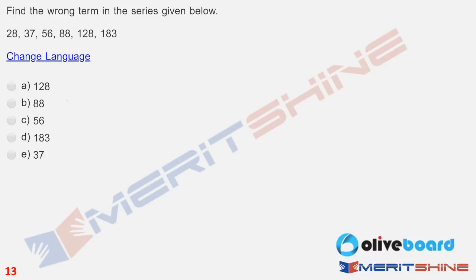Okay, let's look at this one now. Again 6 terms. Let's see if we can find the pattern without trying to go down to the final level. Yeah, that's something we'll try. Let's see. What is this? 28, 37, 56, 88, 128 and 183.